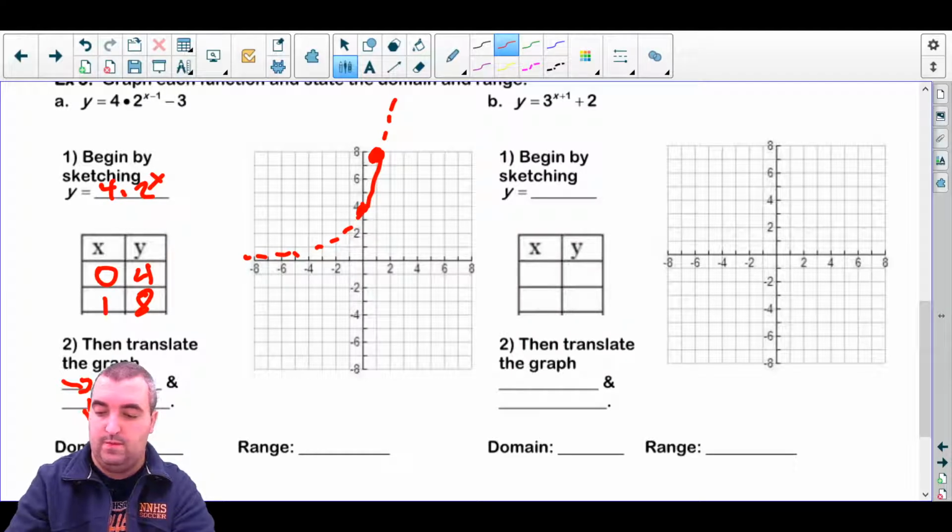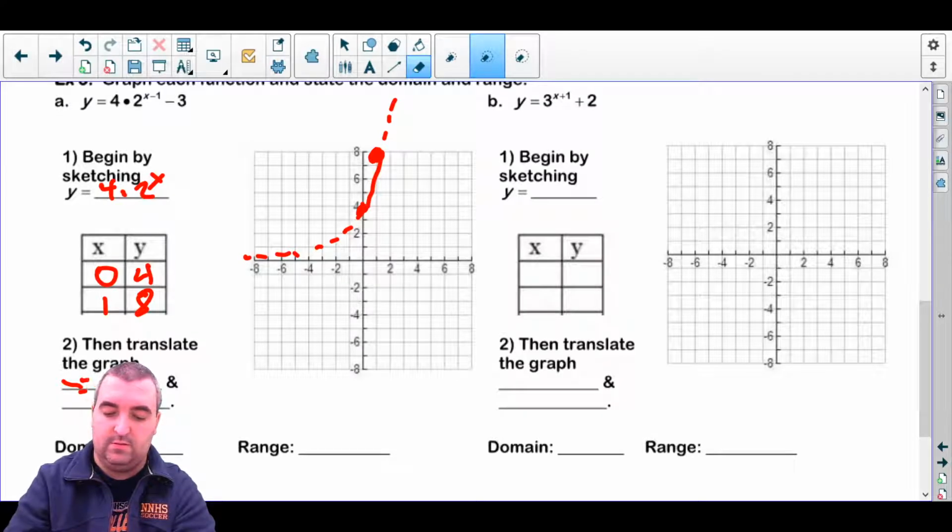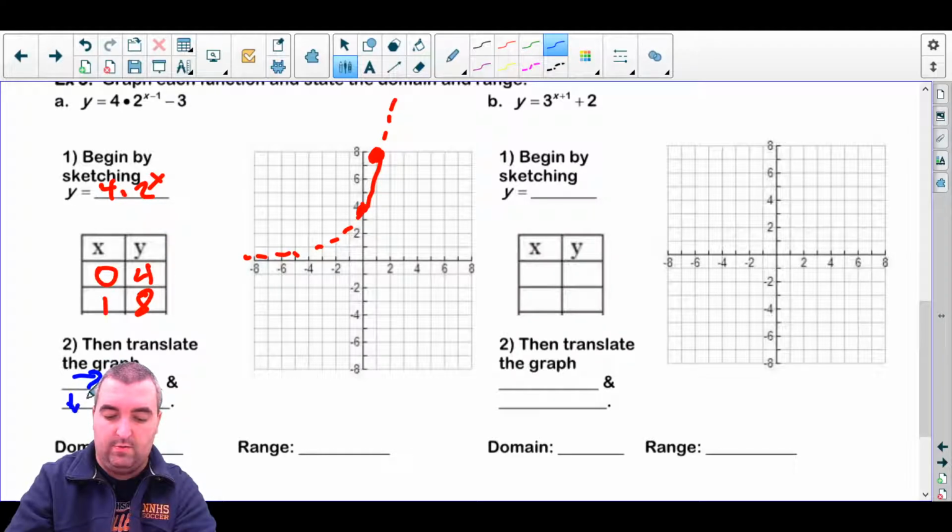Actually, let me change colors here. Oh, I love this computer, it's so slow. Alright, so just want to make sure. So right 1, down 3.